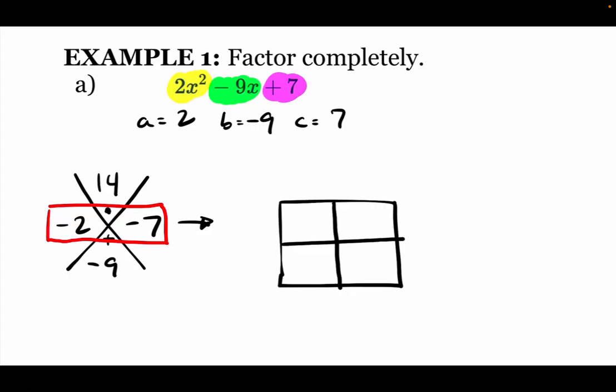The first guy, the yellow, always goes in the first spot. So 2x squared, in this case, is going to go here. It won't always be 2x squared, but wherever A came from, that's the guy that's going to go first. The guy that goes last is always the guy where C came from. +7.